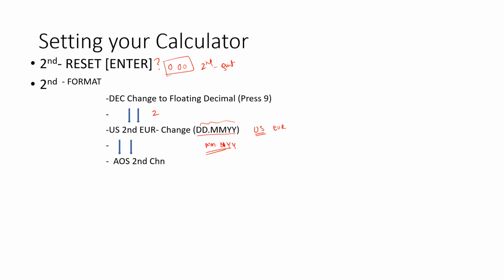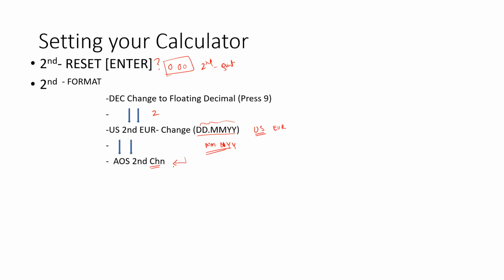Okay. So if you have AOS, what I want you to do is to press second and press enter. Have you done that? Yes, sir. So it is appearing now CHN, right? So again, press enter. If it is CHN, that means your calculator is now set. All of your calculators are now set for the purpose that we want to do.